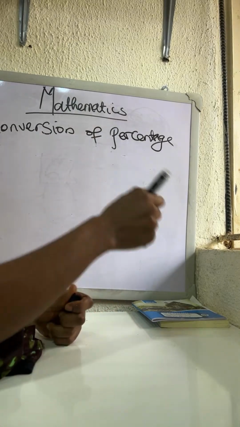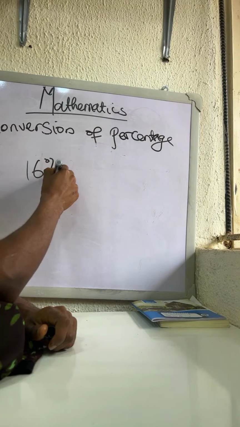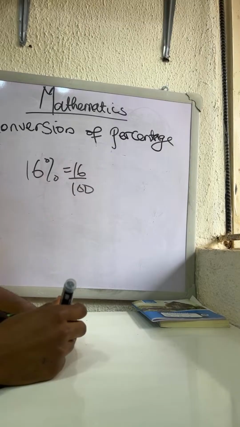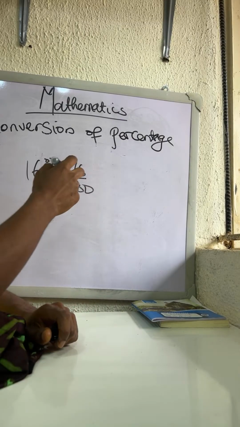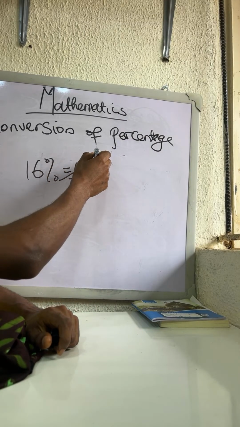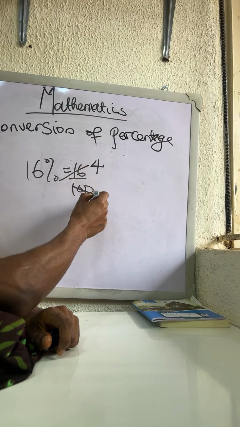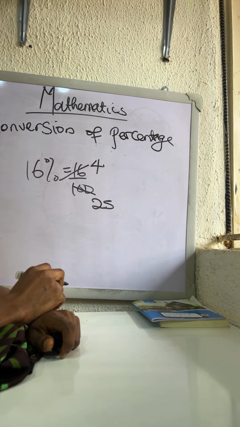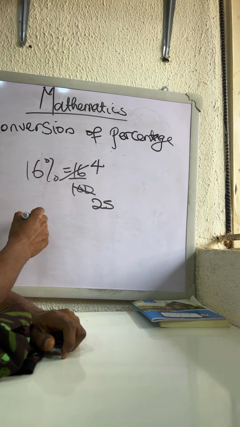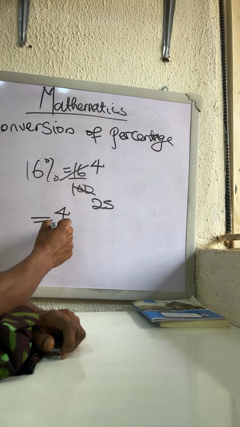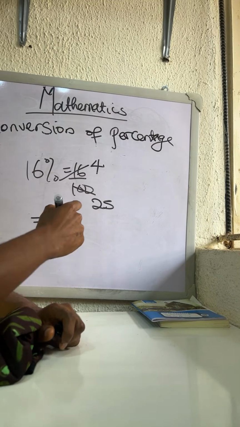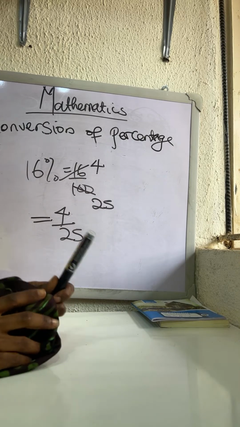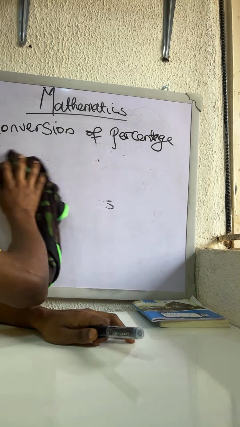So when you have 16%, that's 16 over 100, okay? So if you have 16 over 100, you see that 4 can divide to be what? 4. 4 can divide to be 25. So what's the final answer? The answer is 4 out of 25. Which is a proper fraction. Correct. You are right. Okay?